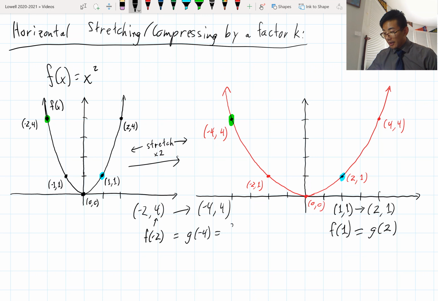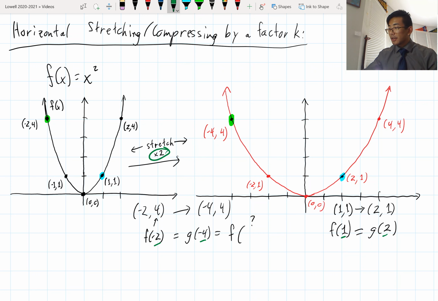So that's why I wrote this last time on the shifting video as well. How can I write it in terms of f? F of what? Well, when I plug in -4, I have to trick the function f into thinking it's plugging in -2. And so what happened here? Well, what's the connection between -4 and -2? Or what's the connection between 2 and 1? The connection is right here in the stretching or compressing factor.